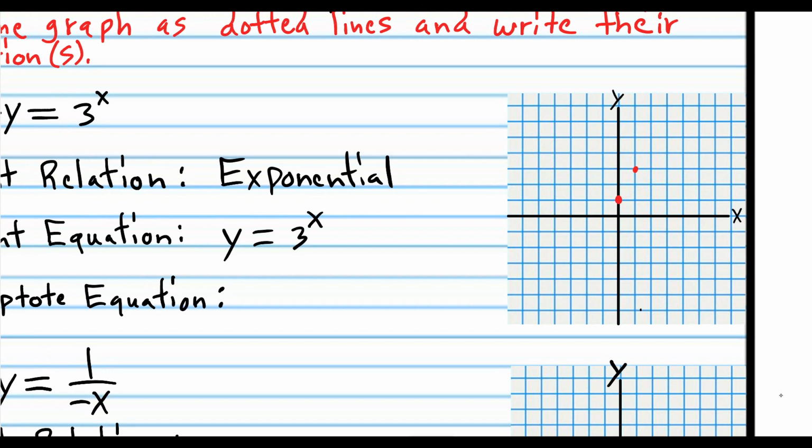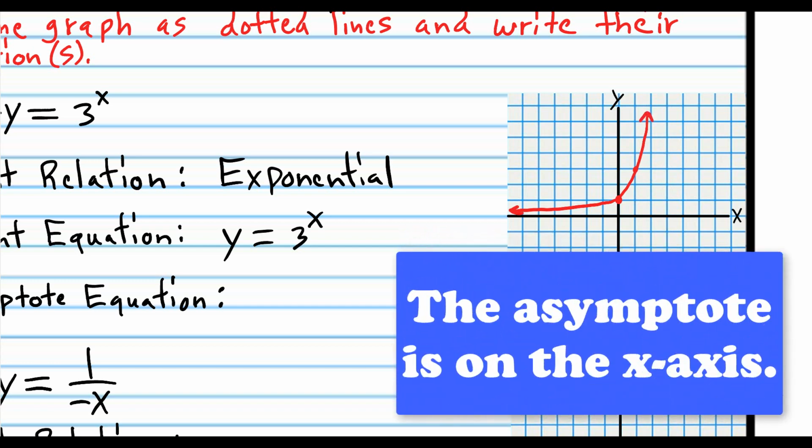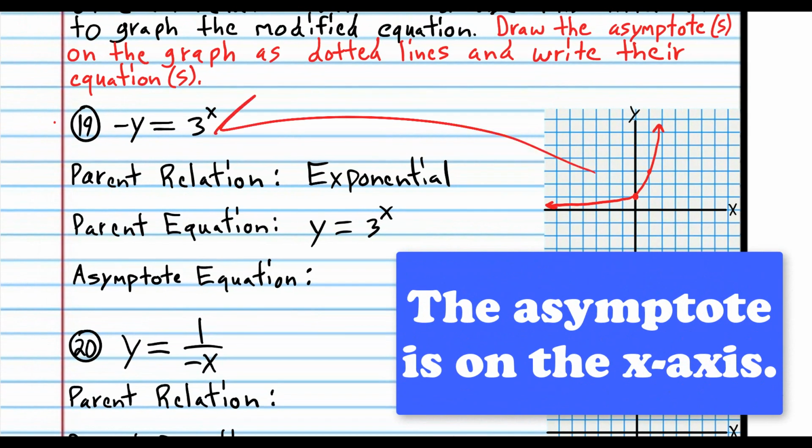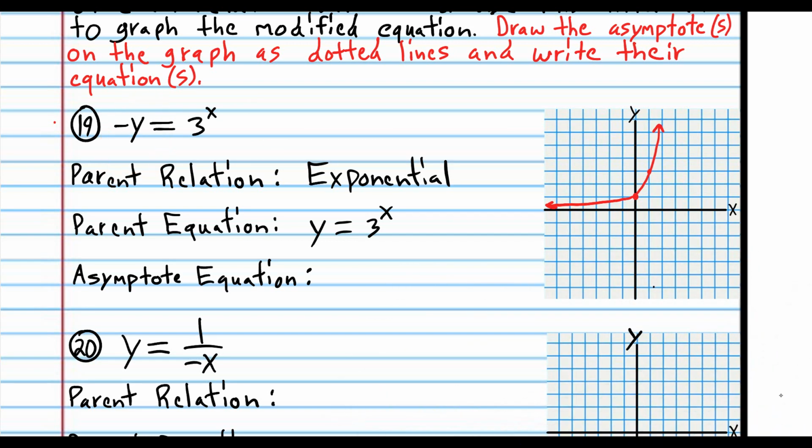And then you just connect the dots. So that's what the parent graph looks like. Okay, we're going to use that to find this graph up here. Now, again, we're reflecting across the x-axis because you're changing y to -y.